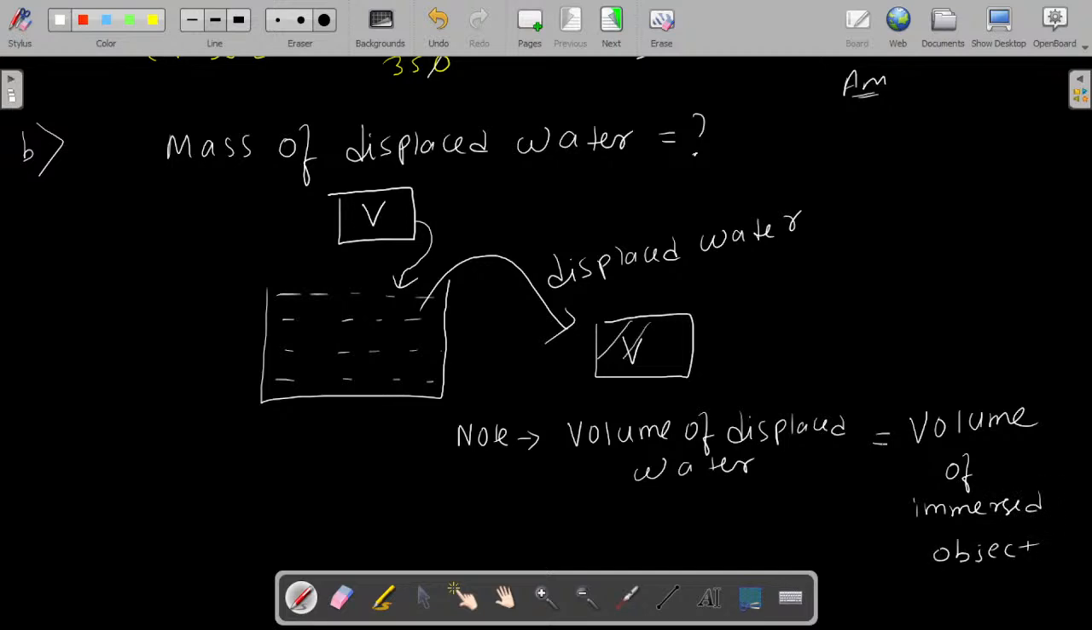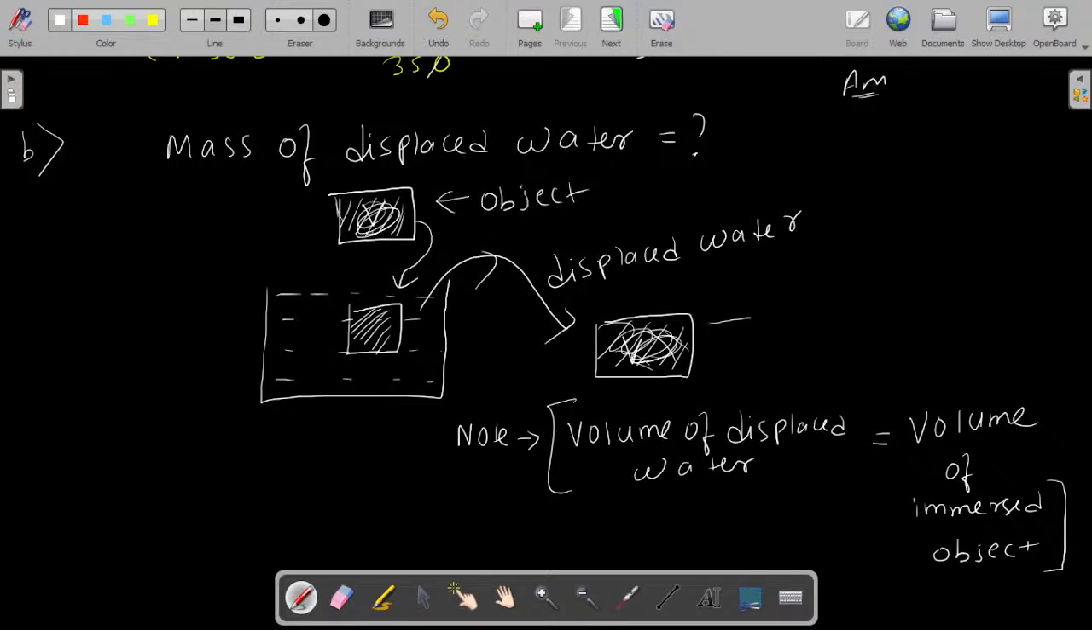Only that much water will come out as the volume of the object. Whatever the volume of the object is, that volume will come out, because this object will take up the volume. This will go down and some water will come out. So the volume of displaced water is the same as the volume of the immersed object. This is the object and this is the displaced water. You draw the diagram also.